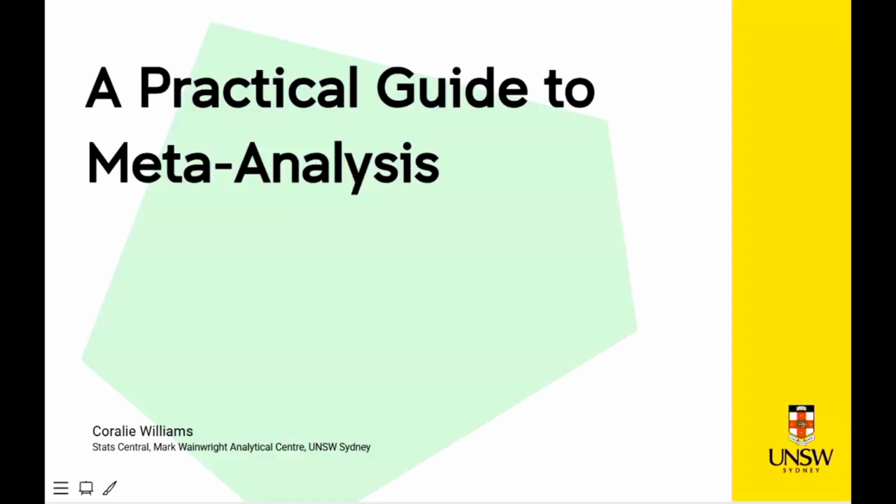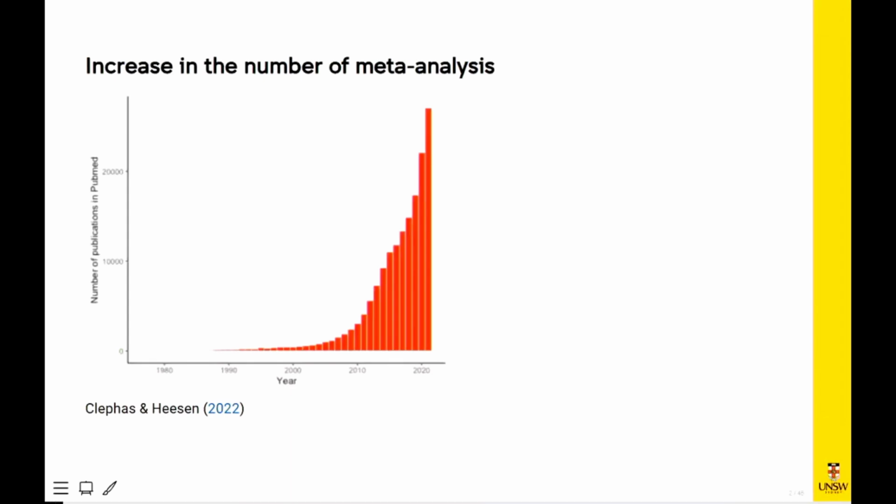We are going to be talking about meta-analysis, and these are some practical things to think about if you are doing a meta-analysis, to help you out as you go through the process. First of all, we have seen a huge increase in the number of meta-analyses published in the scientific literature in the last 15 years or so. Even in 2010, it was relatively low, and it has shot up considerably in the last 15 years.